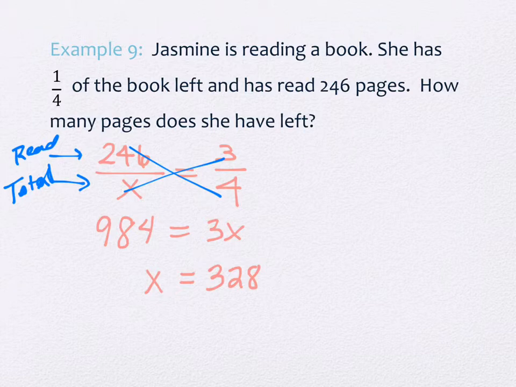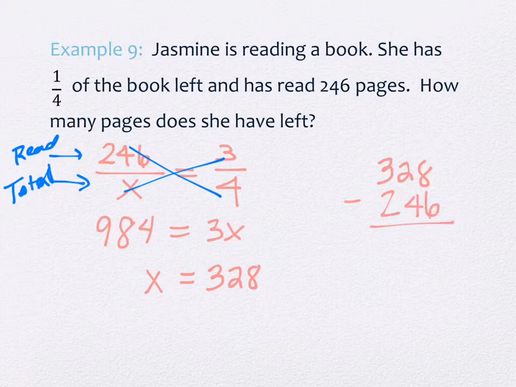What is x in our problem? How did we set it up? It was the total number of pages in the book. But they wanted us to find how many pages she has left. So subtract the 246. You could. That's one way anyway. Yeah, so we could take the 328 minus the 246 that she's read. And what would that give us? 82.